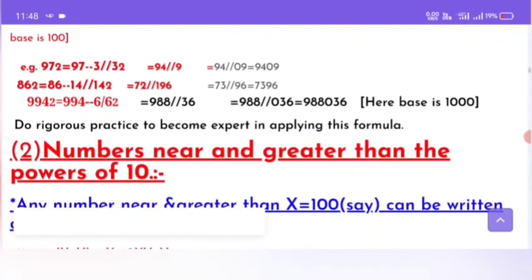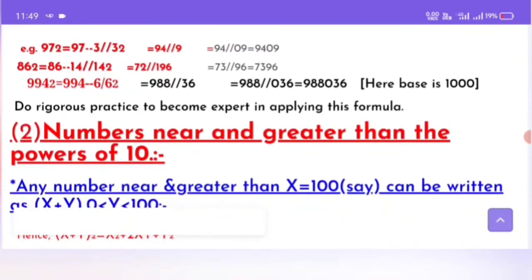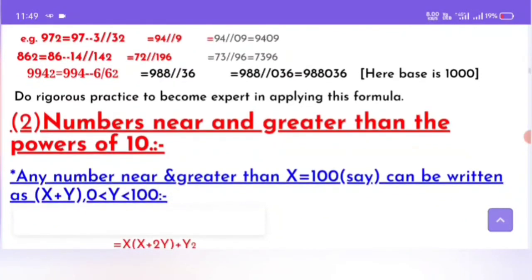Next, 97 square is equal to 97 minus the deficit 3, slash 3 square, which is 94 slash 9. Actually, the deficit square here should contain 2 places, as the base is 100, right? In 100 there are 2 zeros, so 949 can be written as 9409, because on the left hand side we can add as many zeros as we want. Then 86 square, 86 minus 14 slash 14 square, 72 slash 196, 1 gets carried over to the left hand side, so 7396, right?